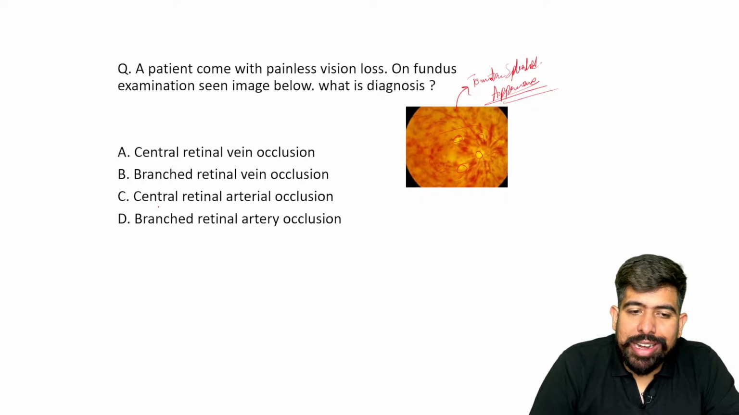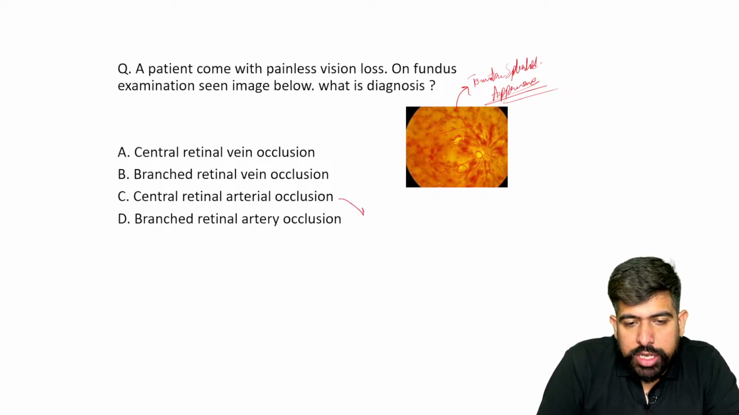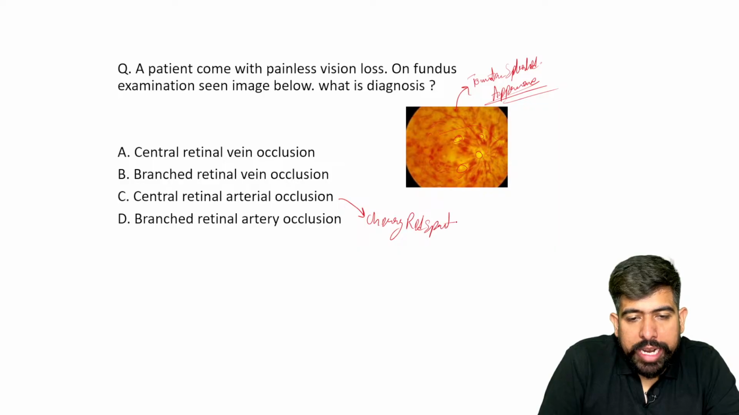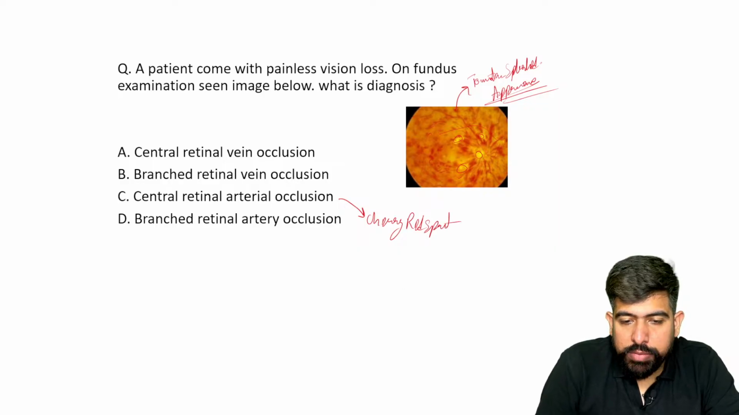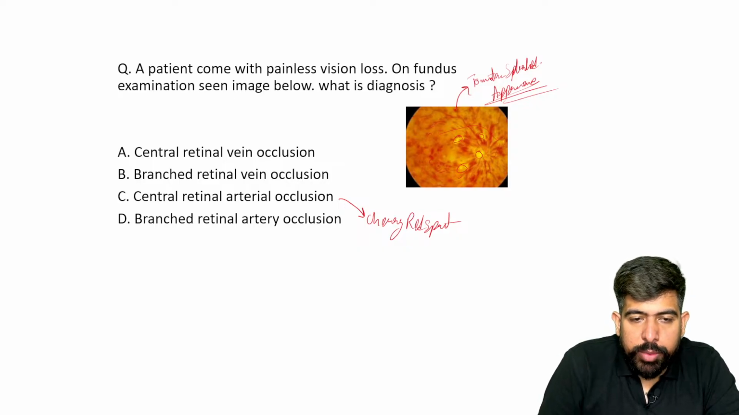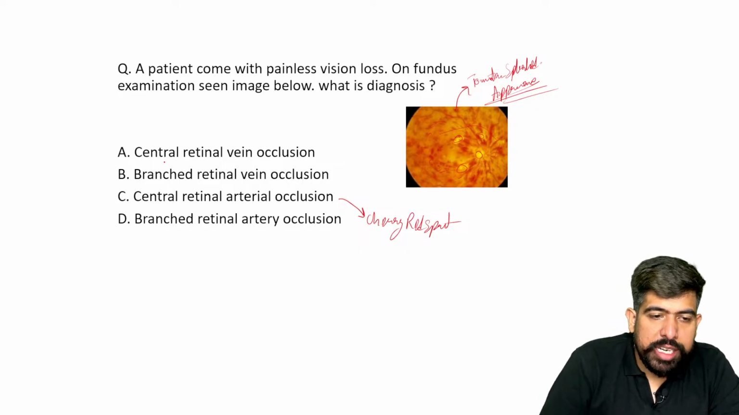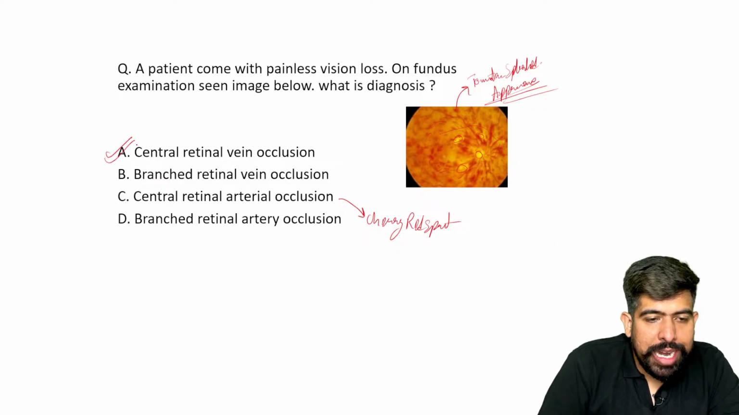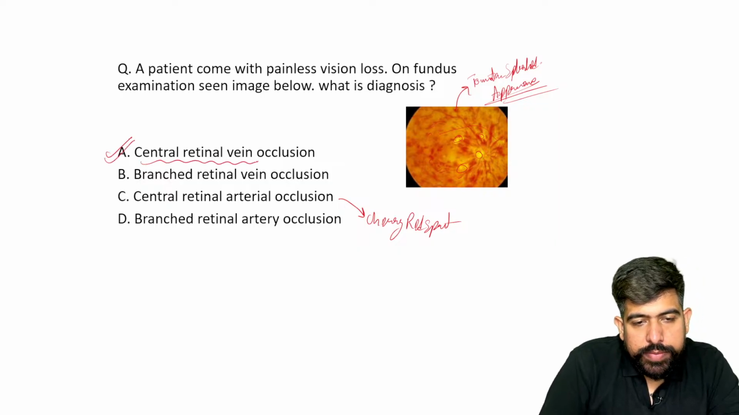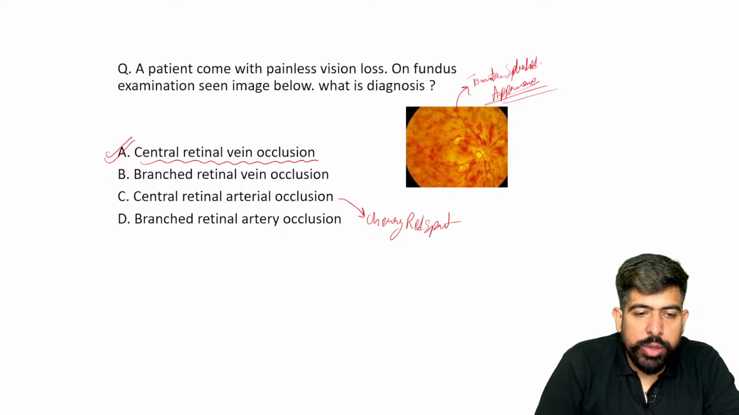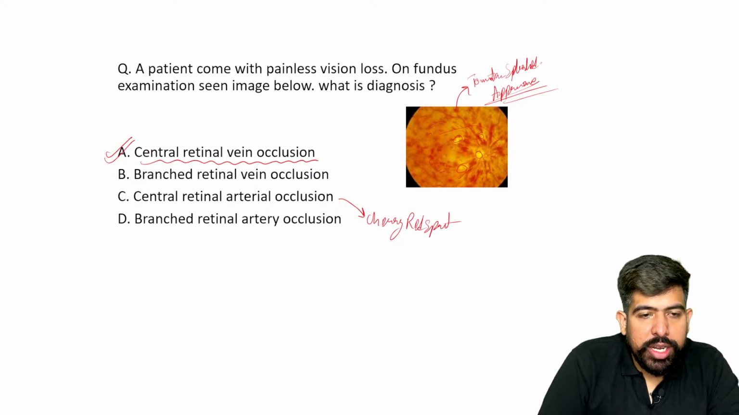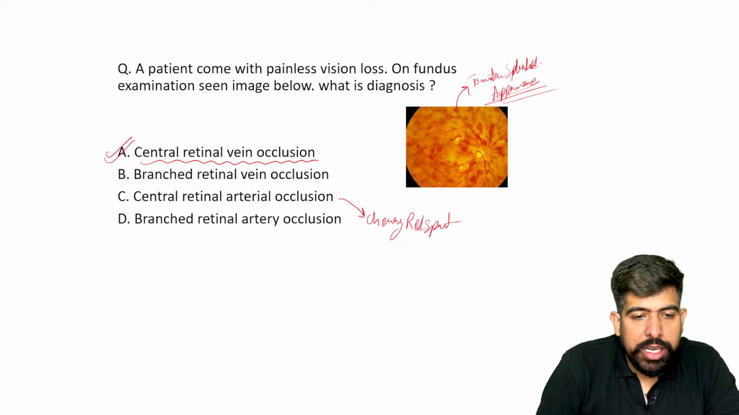We talked about central retinal artery occlusion just now, which gives the cherry red spot, right? But where will the tomato splashed appearance be seen? Yes, it will be seen in central retinal venous occlusion. Clear, guys?